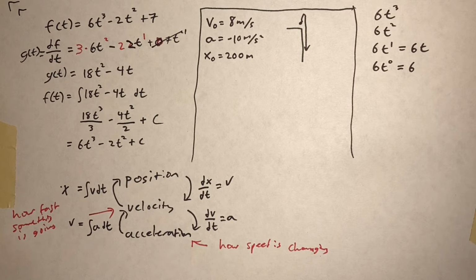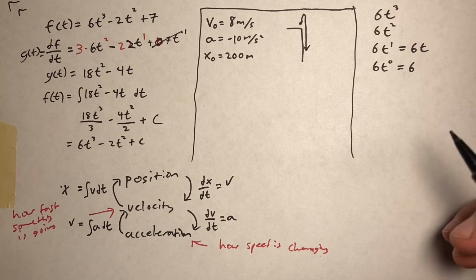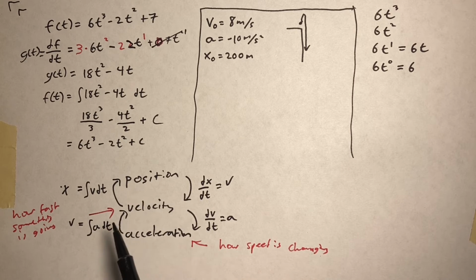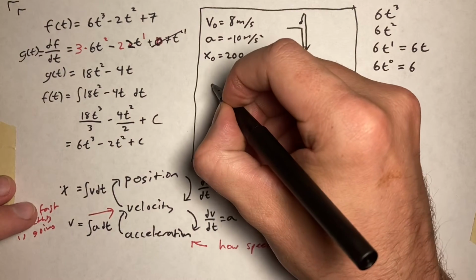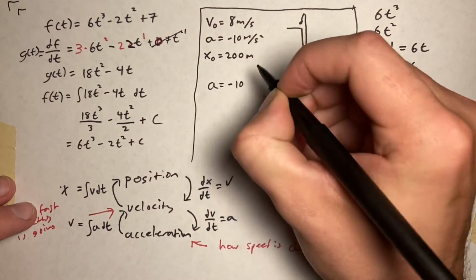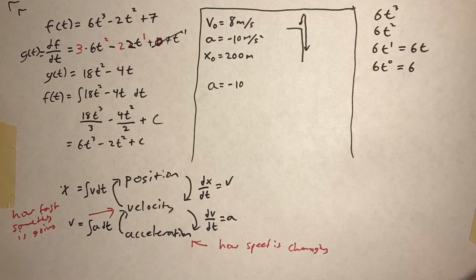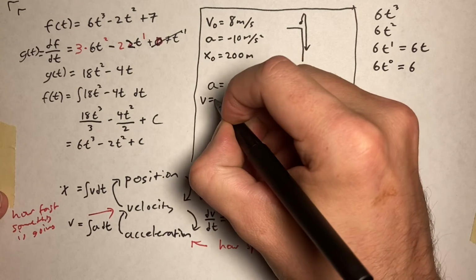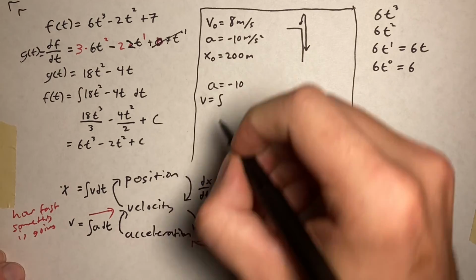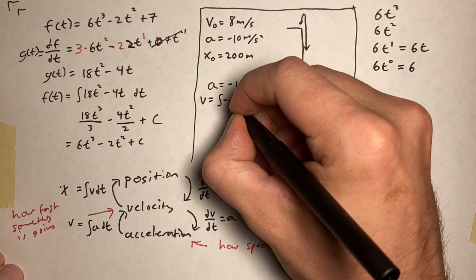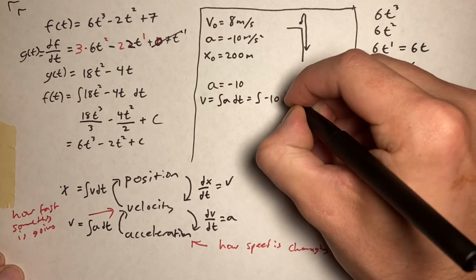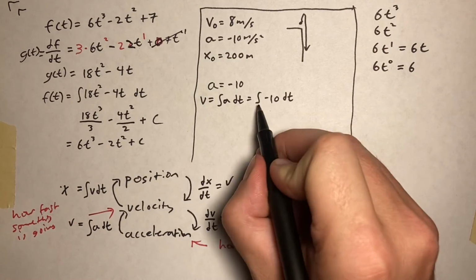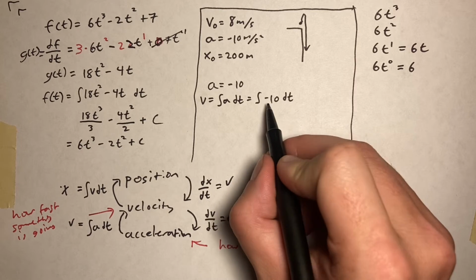Okay, if we're asked to find a position of this at a given time, I can use these relationships to come up with the formula that we've been using in class. So I know that my acceleration is equal to negative 10. Okay. If I want to get my velocity, I do the integral of acceleration with respect to time. So the integral of negative 10, or a dt, which is the same as the integral of negative 10 with respect to time.